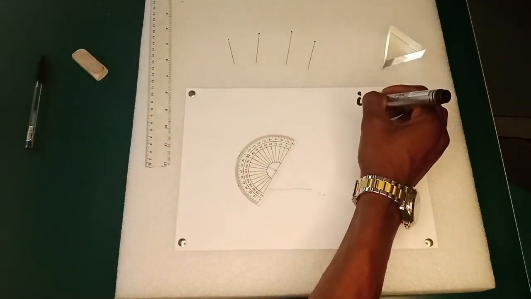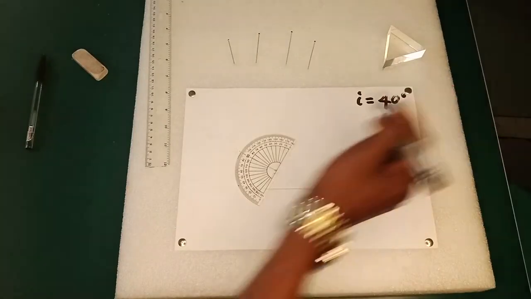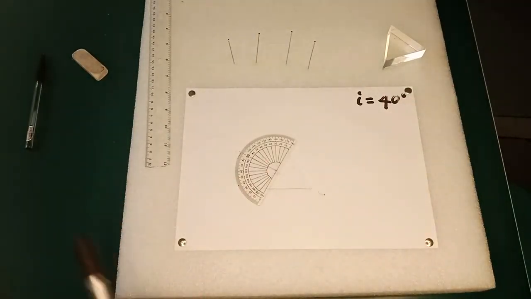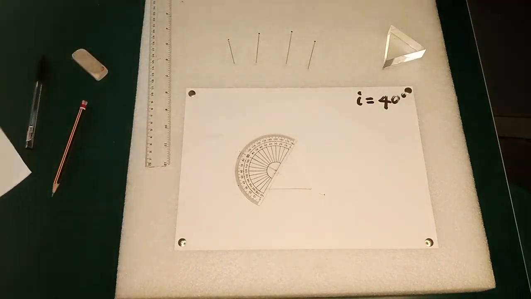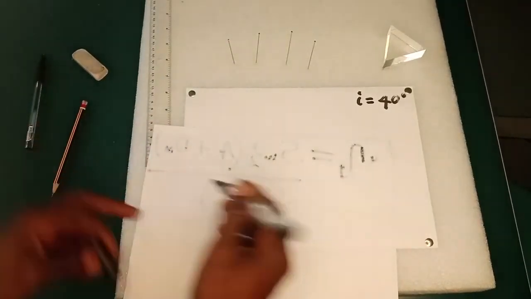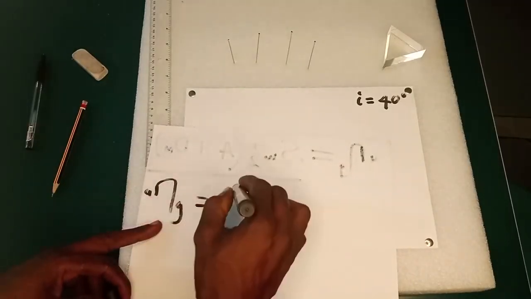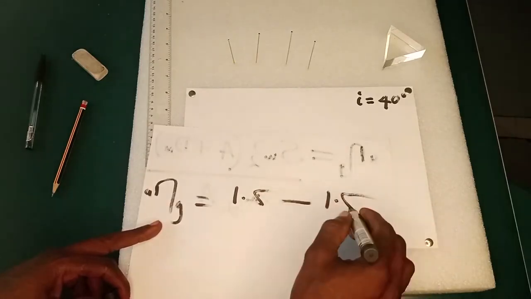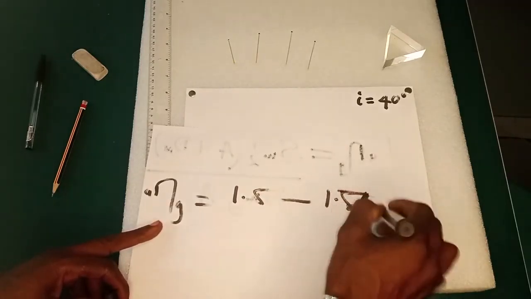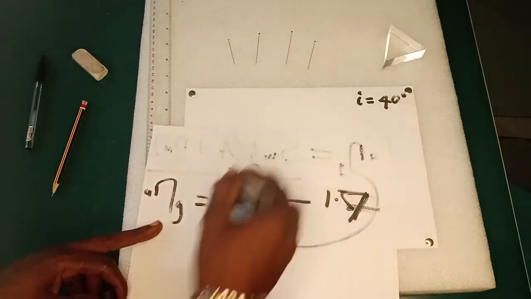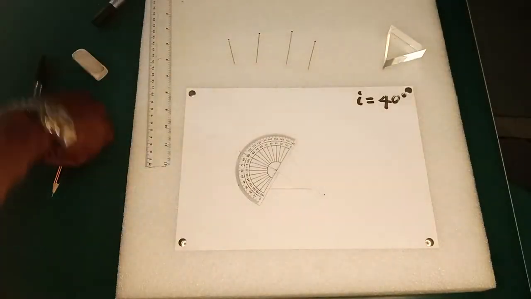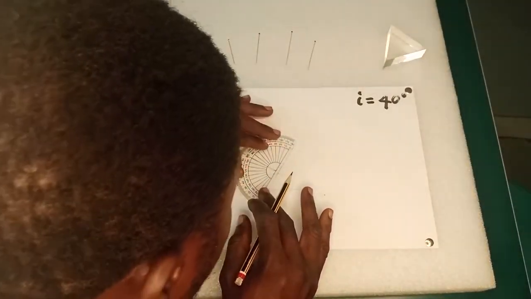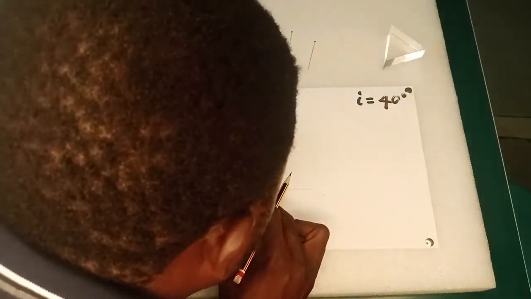Let's choose this time our i to be 40 degrees. In the other video, we chose our i to be 30 degrees. Don't forget, as I said in the other video, that the refractive index of a glass medium, that is from air to glass, ranges from 1.5 to 1.7. So if you are running any experiment and you get values that are outside this range, then what you have done is wrong. Good. So we agree that our angle will be 40 degrees.